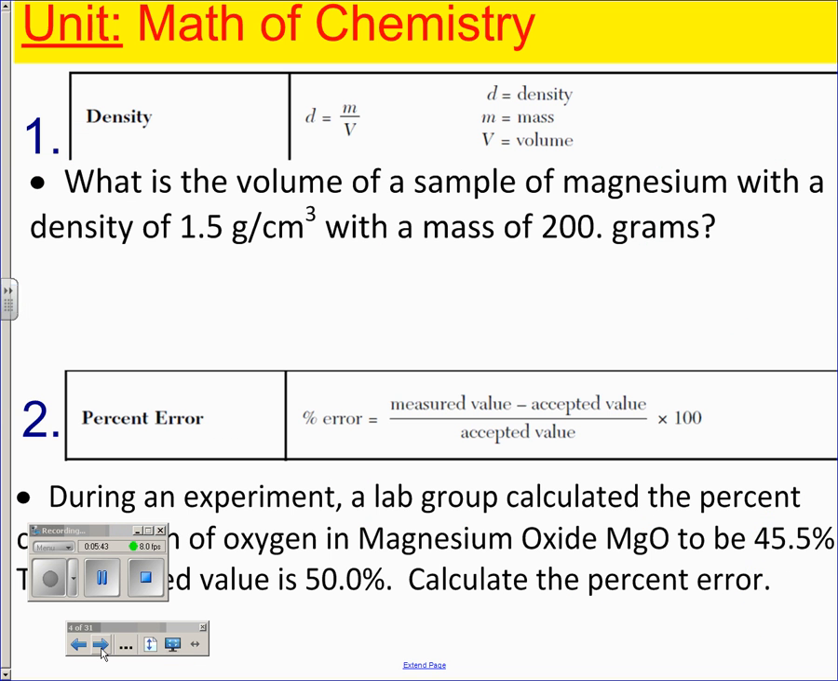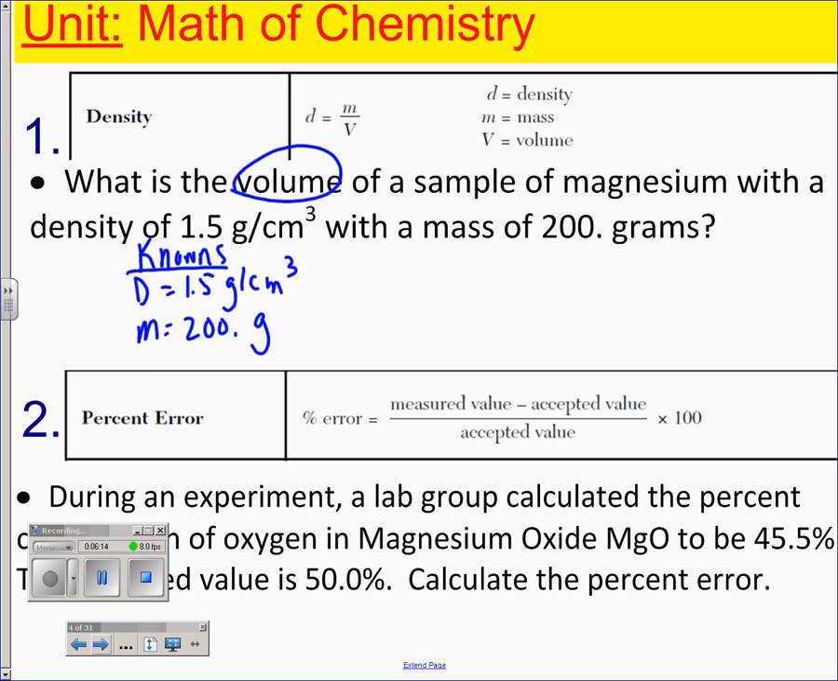Next, what happens if we want to find the volume instead of the density? Well, our knowns are the same again. In this case, our knowns are the density, which is 1.5 grams per centimeter cubed, and a mass of 200 grams. But this time we're looking for volume, so that's our unknown.